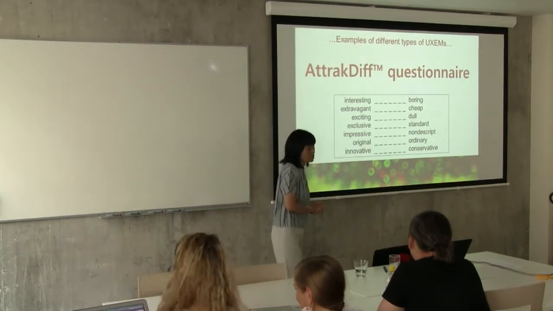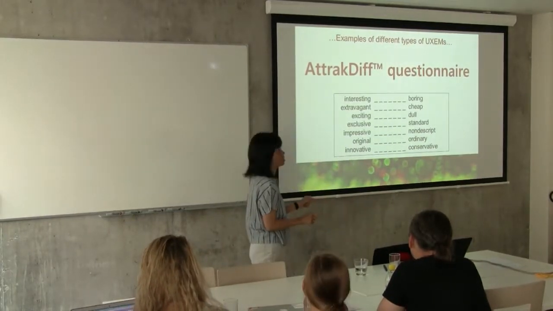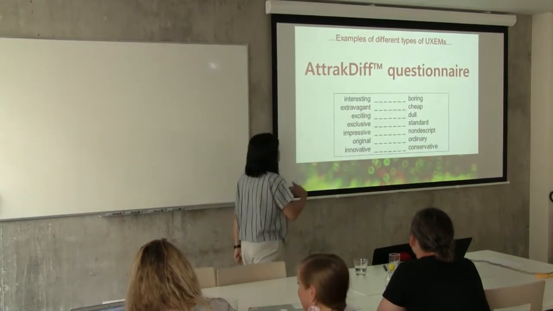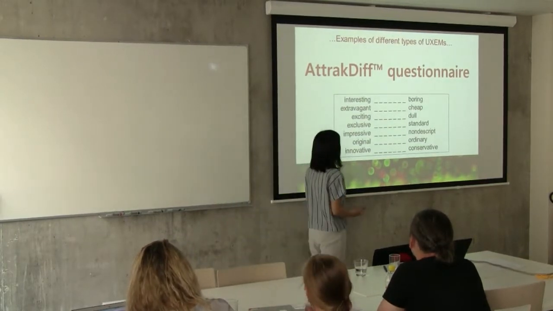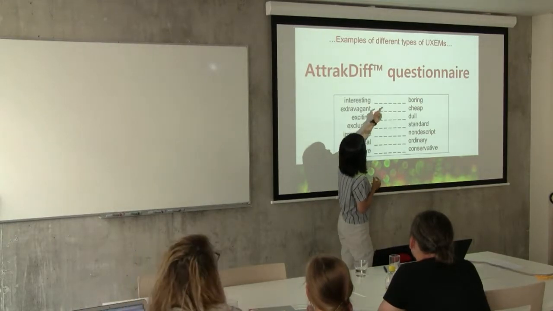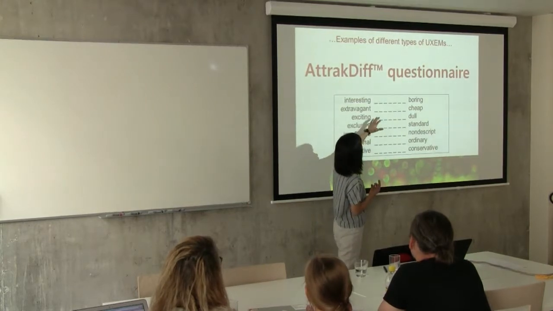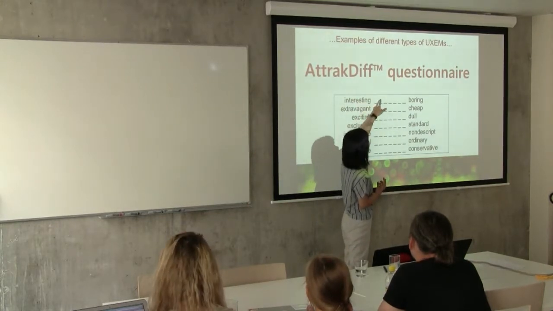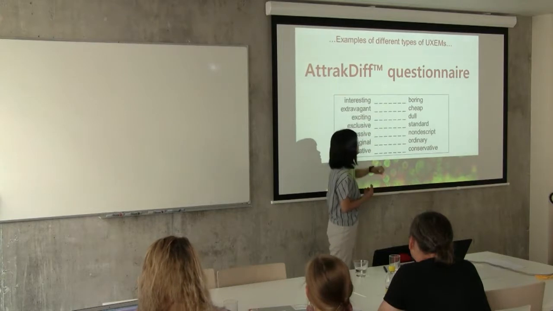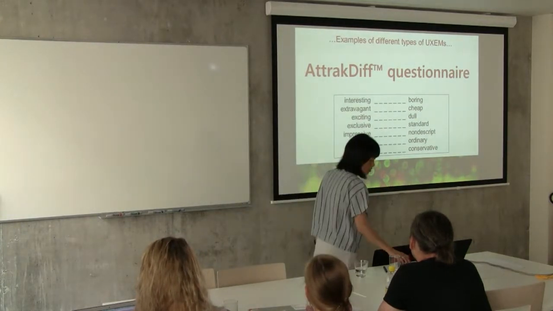Originally there are 28 pairs of these contrasting adjectives. If you use a product, or a system, or whatever you evaluate, and you find this product is very interesting but not extremely so, maybe you make a cross or a mark here. This is the semantic differential. This is the way to evaluate.